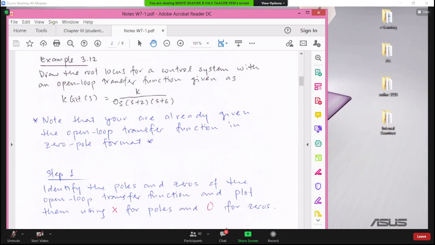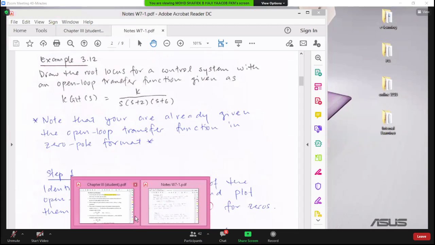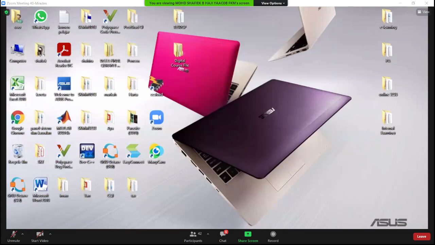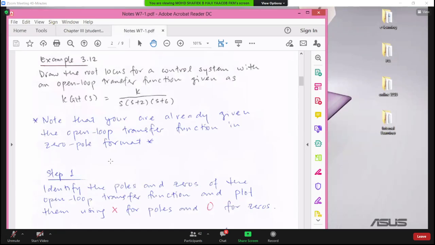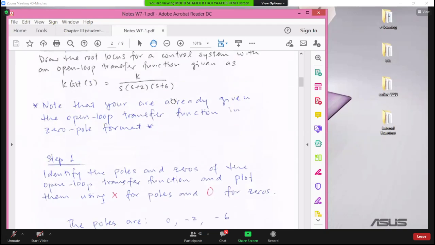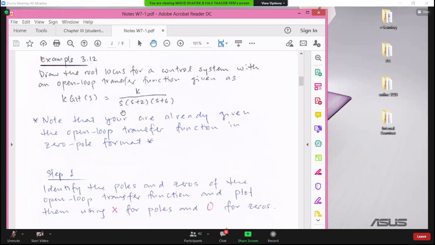So take note that this is already an open loop transfer function in zero-pole format. So the first step is to identify the poles and zeros and locate them on the complex plane. So step 1, identify the poles and zeros. Here you don't have any zeros. You have 3 poles, 1 at the origin, 1 at -2, 1 at -6.